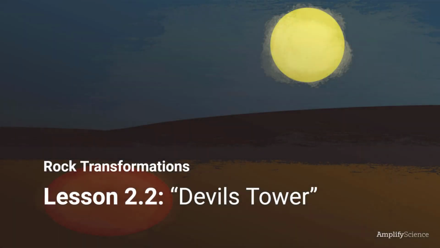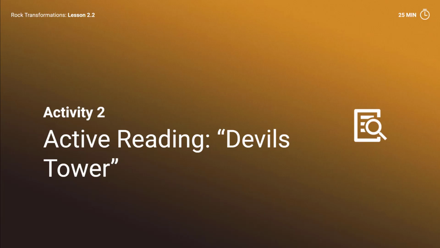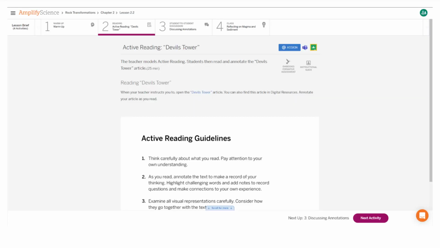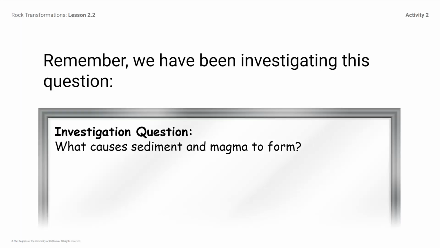Rock Transformations Unit, Lesson 2.2, Devil's Tower. Activity 2, Active Reading, Devil's Tower. Here's what your student screen looks like for this part of the lesson.